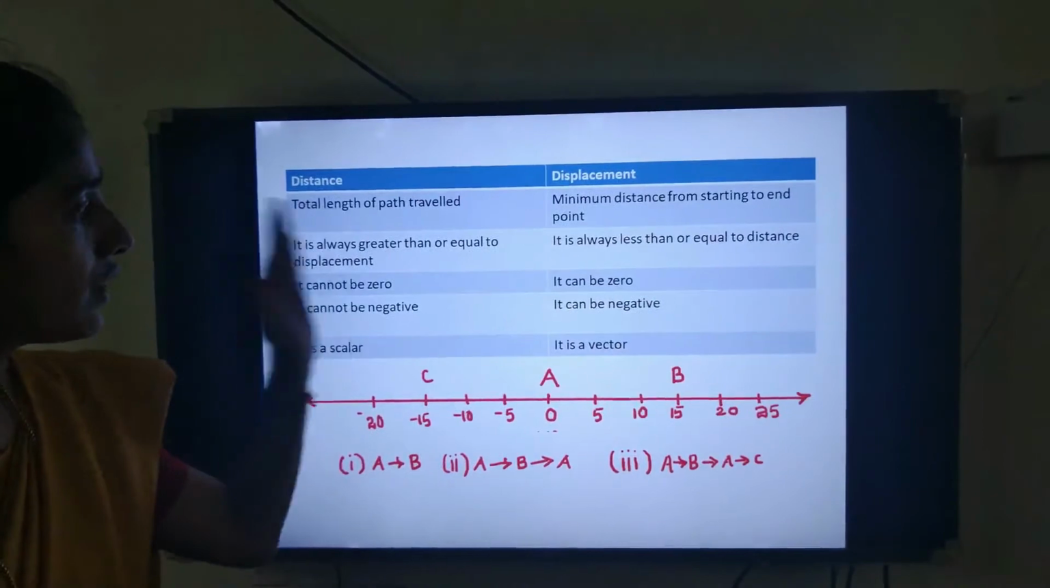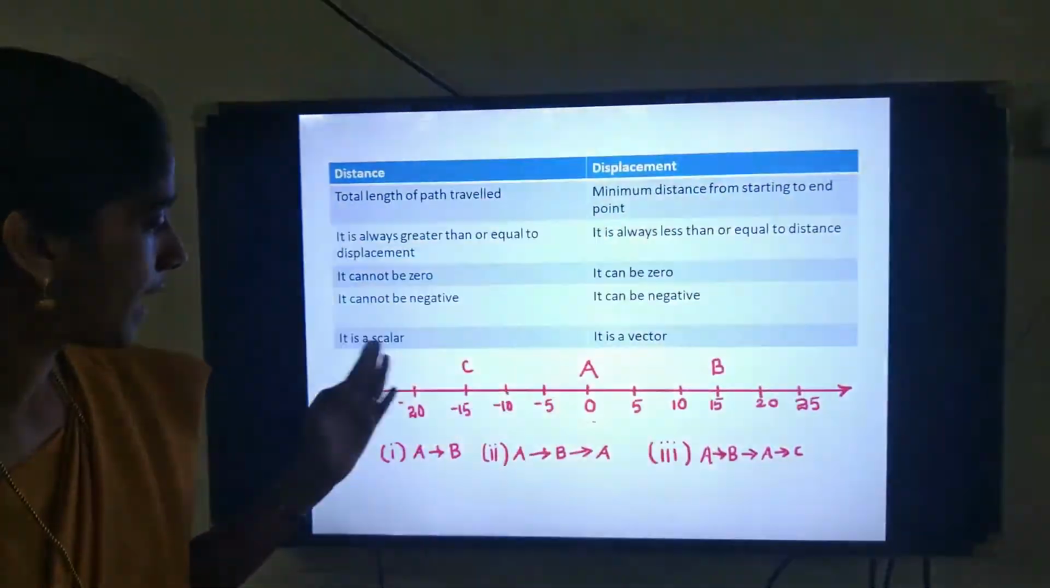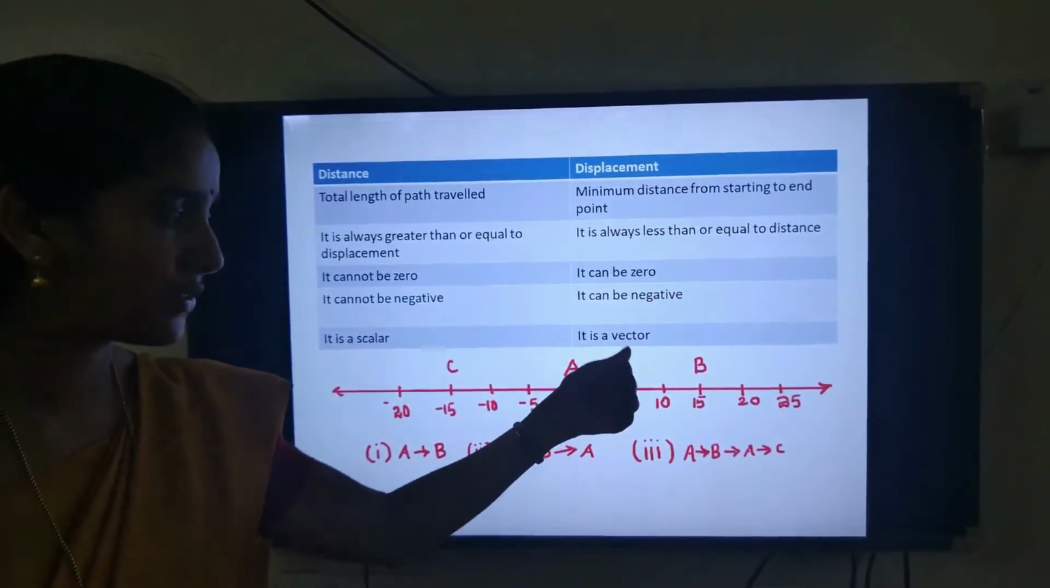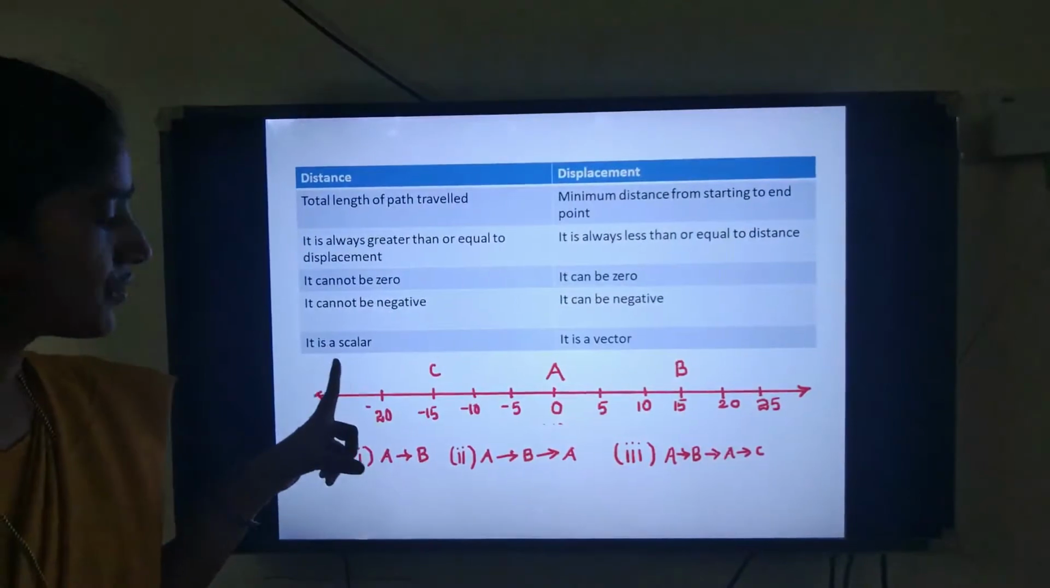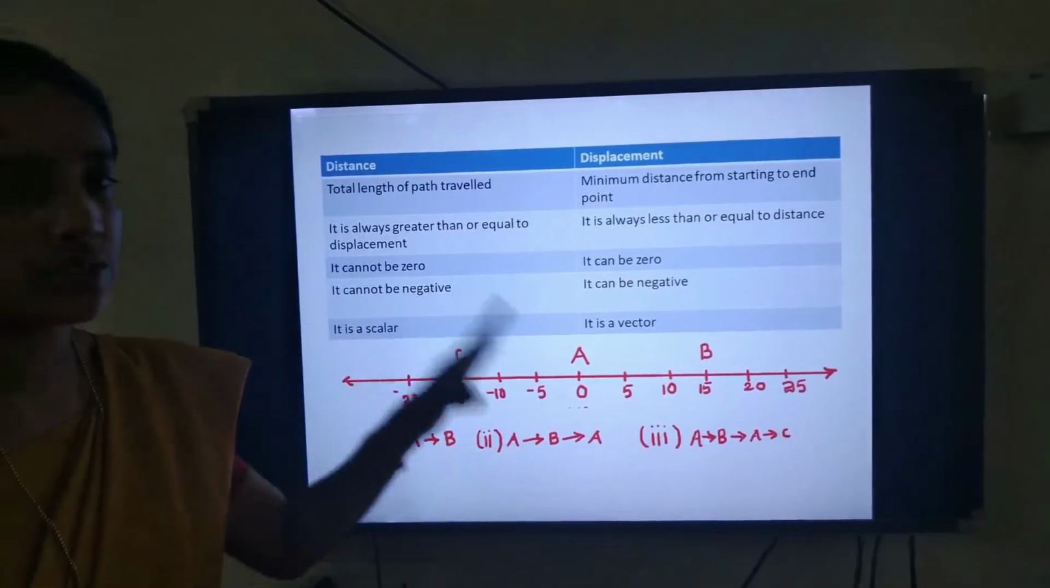So distance can never be negative. Which one can be negative? Displacement can be negative. And the last point we already discussed, displacement has both magnitude and direction, so it is a vector. But distance has only magnitude, so it is a scalar. So this is all about distance and displacement.